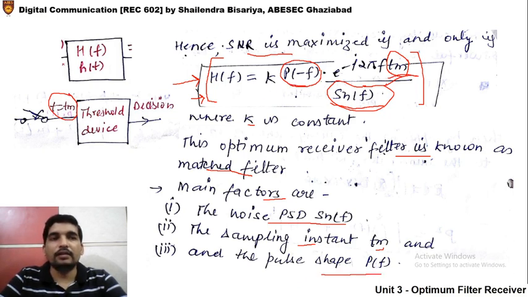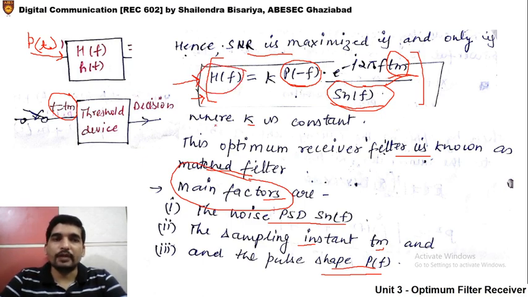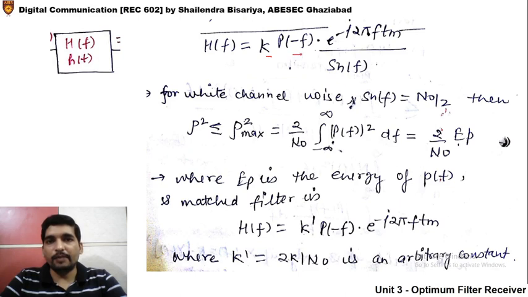P(f) is what? The input signal coming here is p(t), and P(f) is nothing but the Fourier transform of p(t). So we are talking about the pulse shape P(f). These are the three main factors which we should consider to find out the filter response. Now proceeding further from this equation, H(f) is equal to K P(-f) e to the power minus j 2 pi f tm upon Sn(f), the filter response.